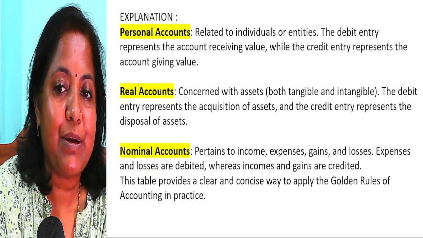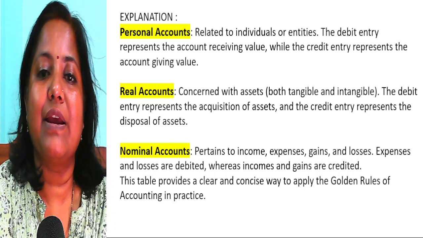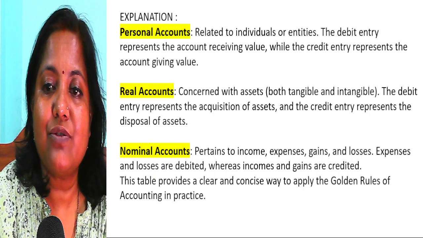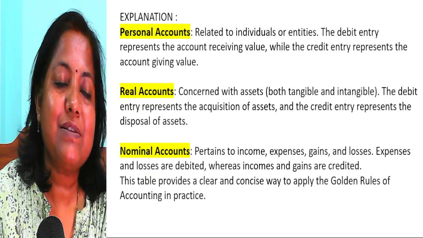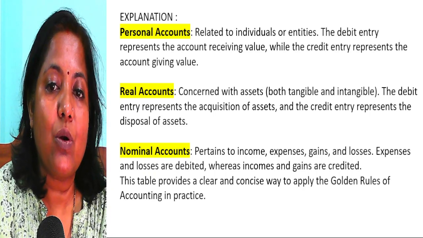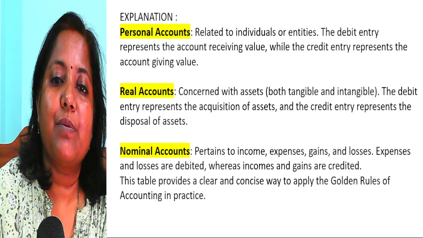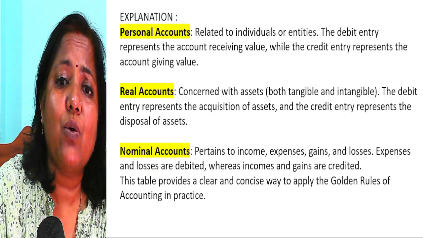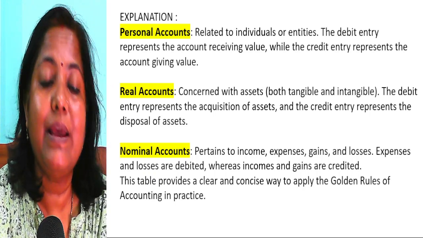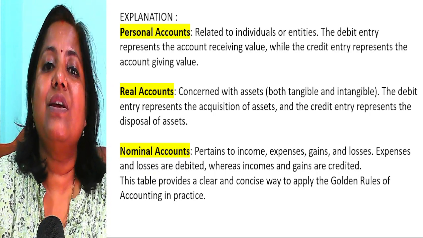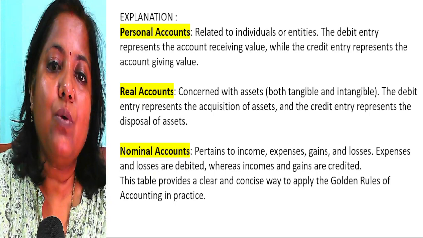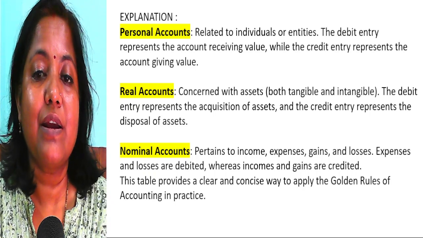Expenses and losses are debited, whereas income and gains are credited. Yes, these opposite treatments are given for income and expense. So, we see expenses and losses are debited, whereas income and gains are credited. Okay, this tells us the golden rule. What we follow in the golden rule in accountancy is about these three accounts: personal account, real account and nominal account, and how they are given treatment.